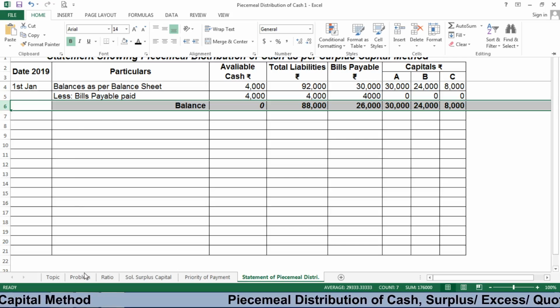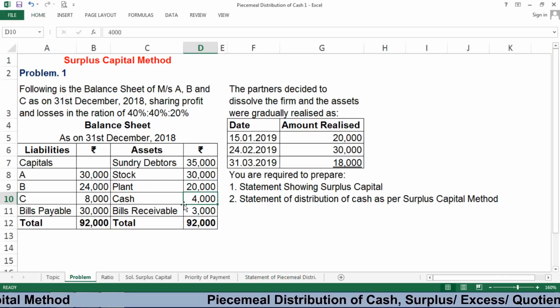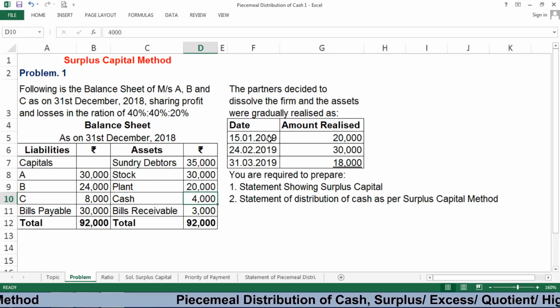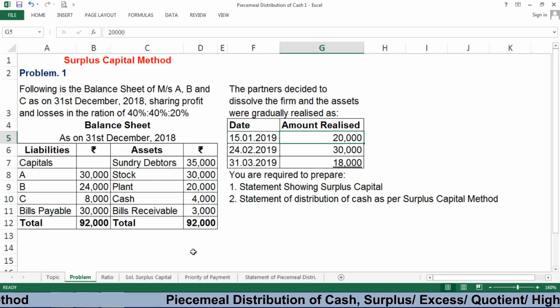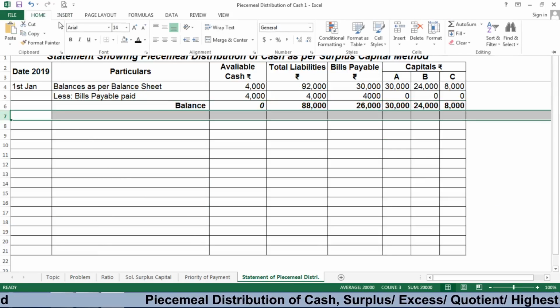Afterward, we have to receive some money, that is realization. Because we were having 4,000 and now we paid, now our balance is nil. Now we can ask for realization. So on the 15th January we get 20,000. So on the next step we will see what happened.